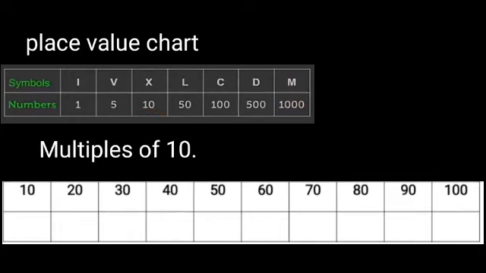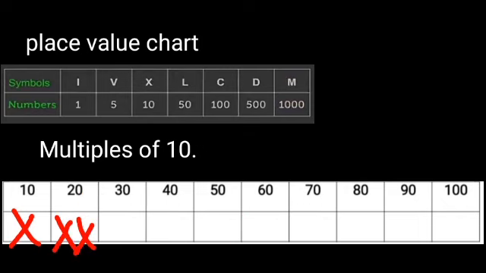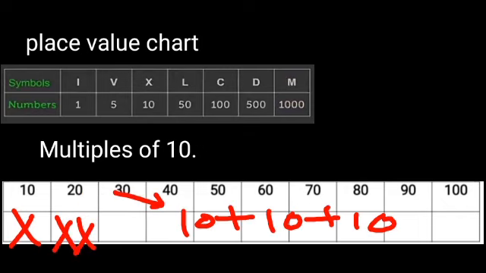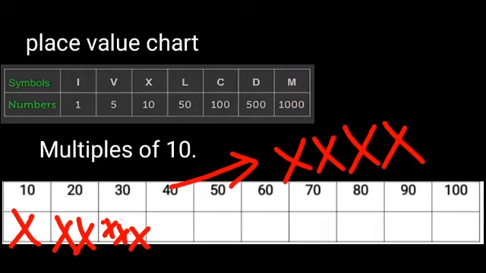Now let's practice with the multiples of 10 in the same way. Here we have multiples of 10. For 10, we will write X. For 20, 10 plus 10, that means write 2 times X. For 30, 10 plus 10 plus 10, write 3 times X. It will be XXX. For 40, you cannot write XXXX, because we cannot repeat any symbol more than 3 times.